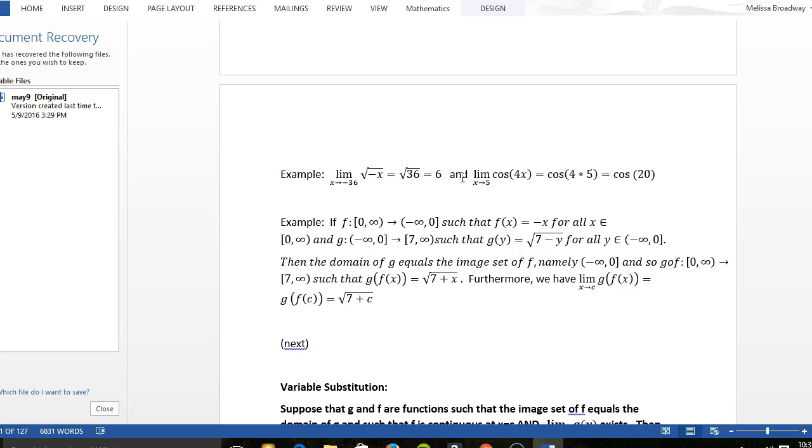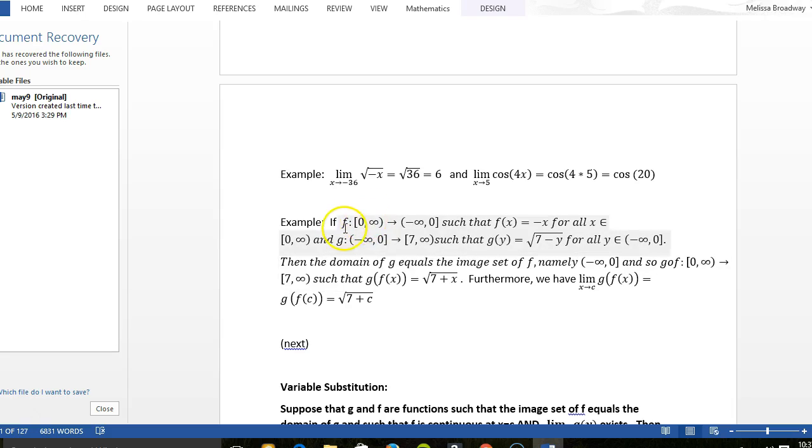And in a separate example, the limit as x goes to 5 of the cosine of 4x. Remember, we're assuming trig functions are continuous, and we're assuming polynomials are continuous. This is the composition of continuous functions right here, so it's going to be continuous. So we can just throw that 5 right on in there, and we get the cosine of 4 times 5, which is the cosine of 20.